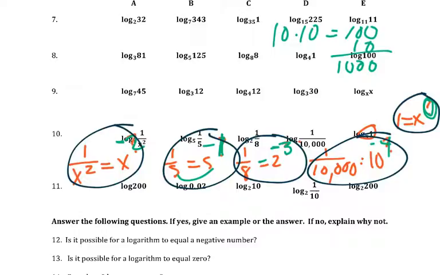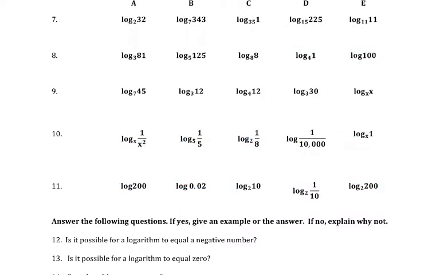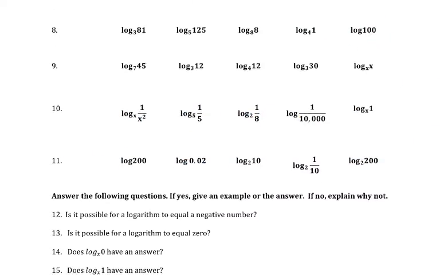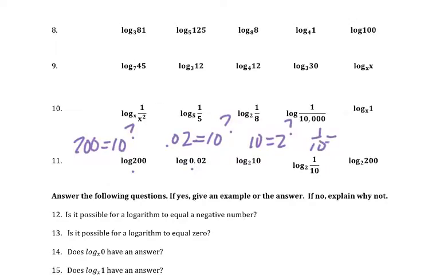Okay, last one of those. Alright, so these first two are log base 10. So it would be 200 equals 10 to what power? 0.02 equals 10 to what power? Then 10 equals 2 to what power? 1/10 equals 2 to what power? And then finally, 200 equals 2 to what power?